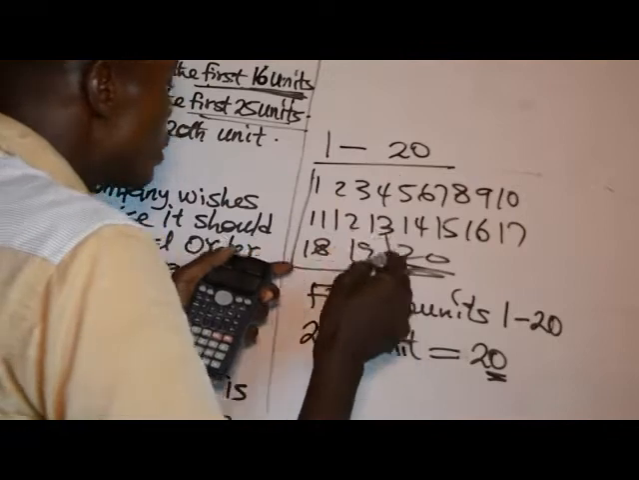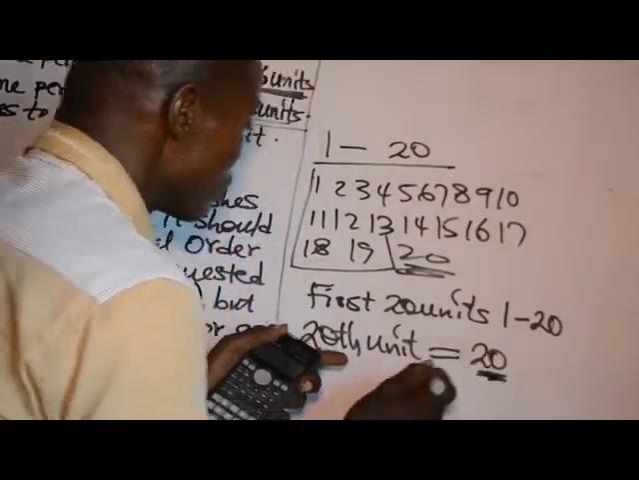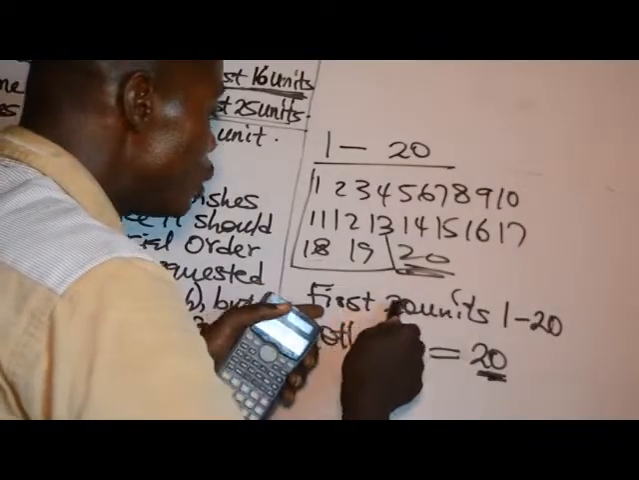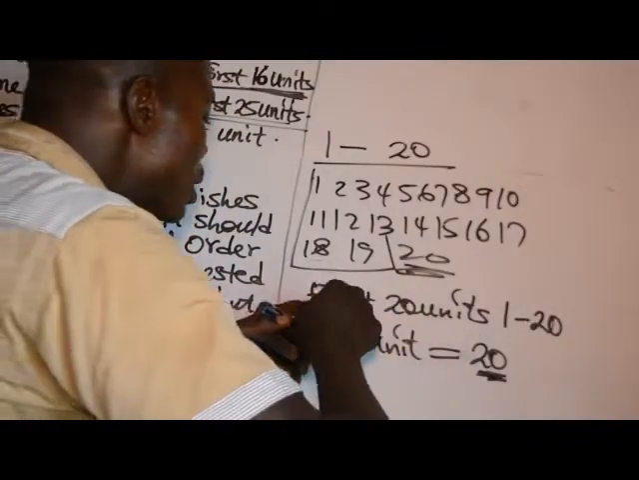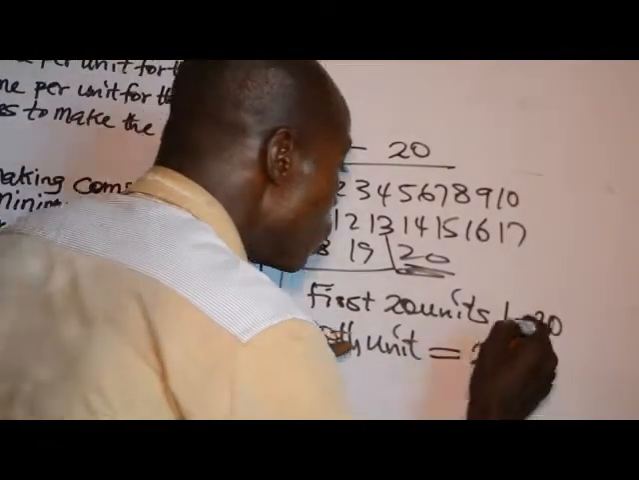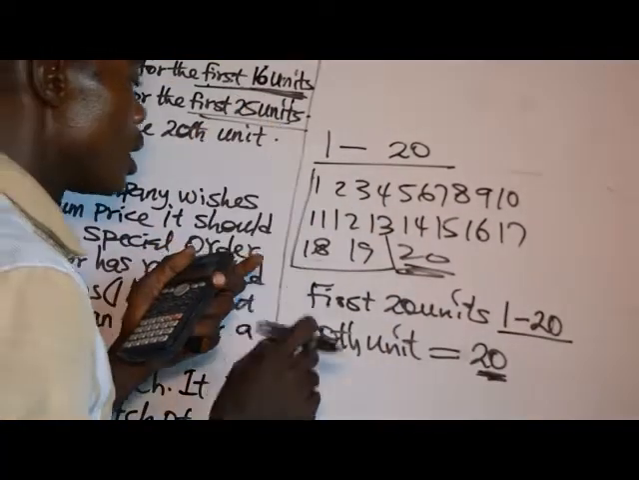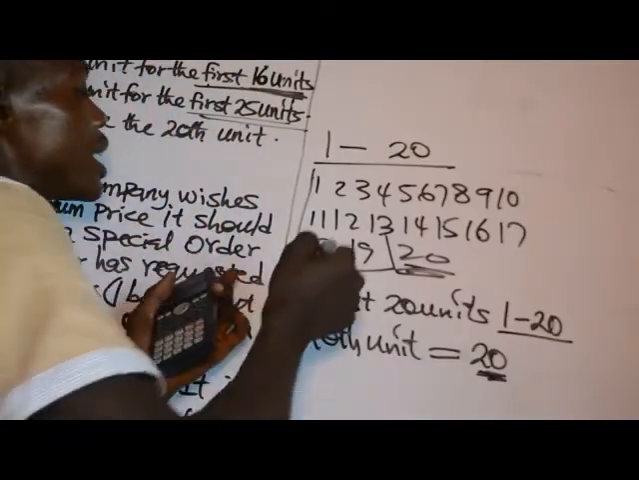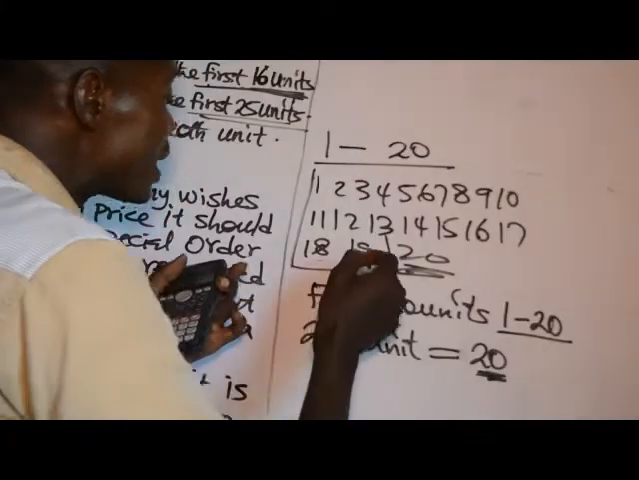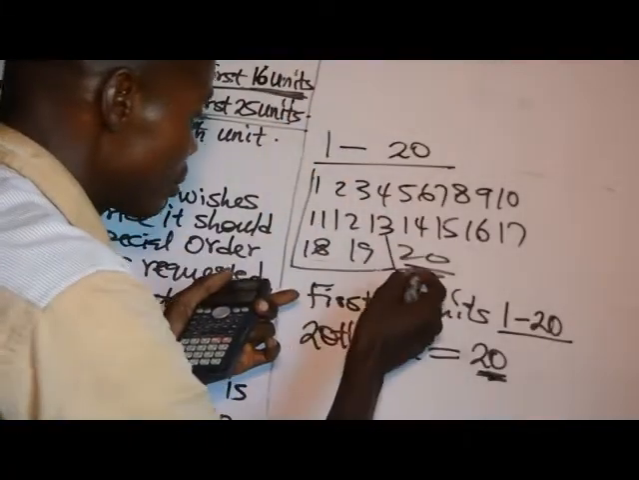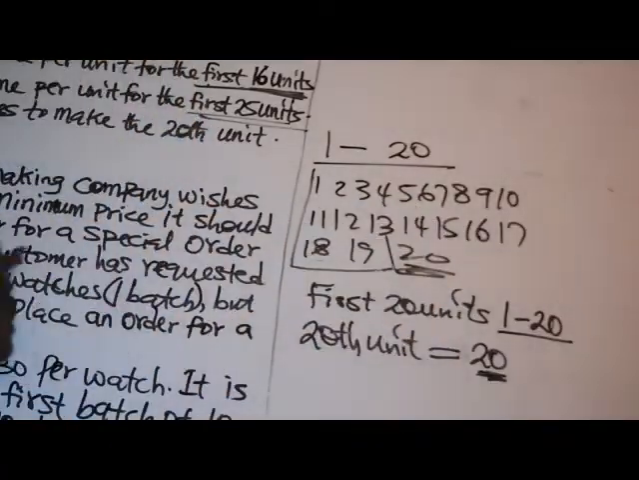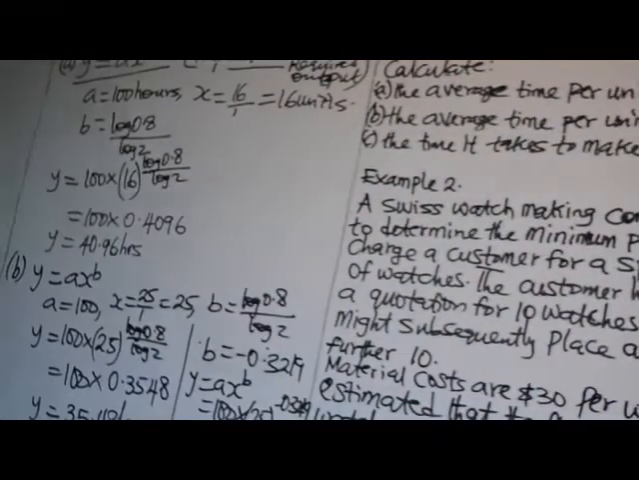But to calculate this position of 20, you will need to determine the time for the first 20 units. You will need to first of all calculate the time for the first 20 units. That is from 1 to 20. You will need to calculate this first. Then you now calculate the time for the first 19 units. If you now subtract 19 from 20, the remaining one will be for the 20th position. So that is what we made.